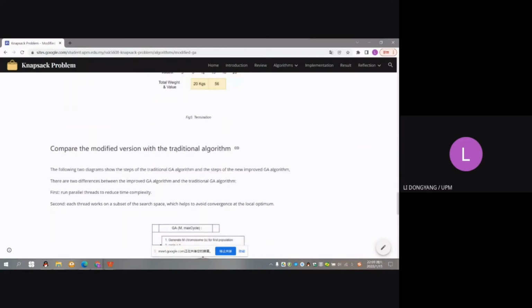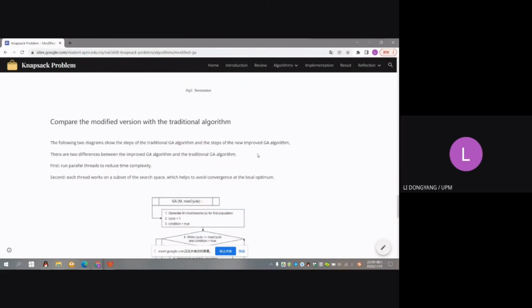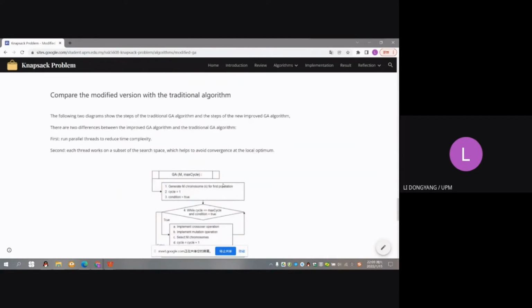Comparing the modified version with the traditional algorithm, we can note the following two points. The diagrams show the steps of the traditional GA algorithm and the steps of the new improved GA algorithm, which is named the modified genetic algorithm. There are two differences between the improved GA algorithm and the traditional GA algorithm.